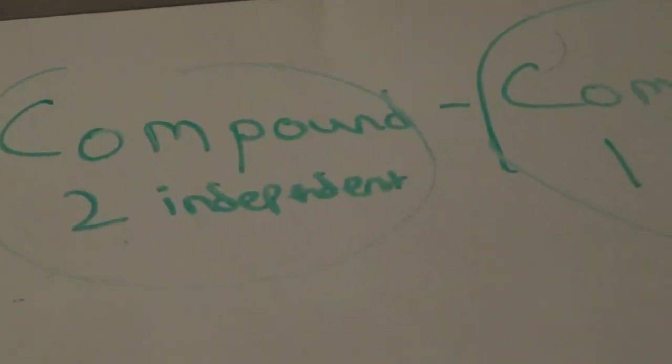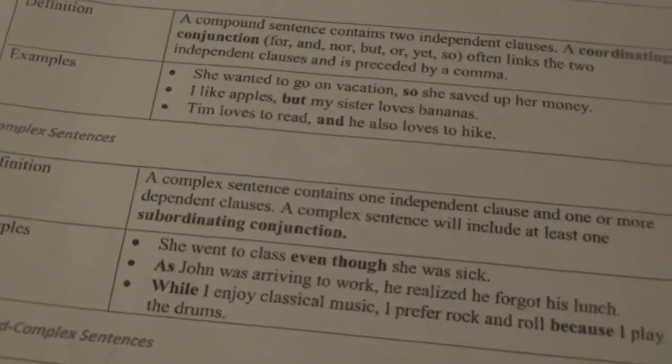A compound complex sentence has two independent, that's what makes it compound, right? Two independent clauses, and at least one dependent, which is what makes it complex. So it's like a combination of a compound sentence and a complex sentence. So it's basically like a compound sentence with at least one dependent clause thrown in there too, because remember, a compound sentence is simply two independent clauses. Compound complex is two independent with at least one dependent. And this is all on your handout.